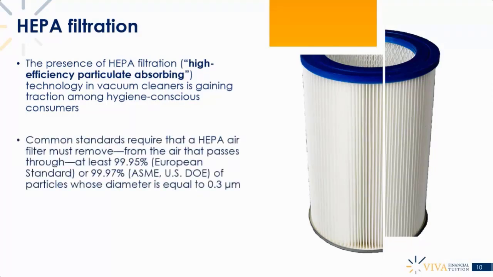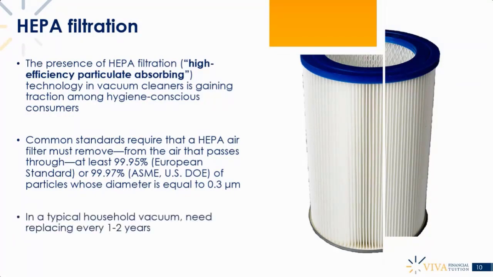Common standards require that a HEPA air filter must remove from the air that passes through at least 99.95%, in the European context, or in the North American context, 99.97% of particles whose diameter is equal to 0.3 microns or micrometers. Just to give you a sense of how small that is, hundreds of times smaller than the diameter of a hair. So we're talking about tiny, tiny dust particles. This is quite advanced filtration technology, and this is increasingly becoming the norm in the industry.